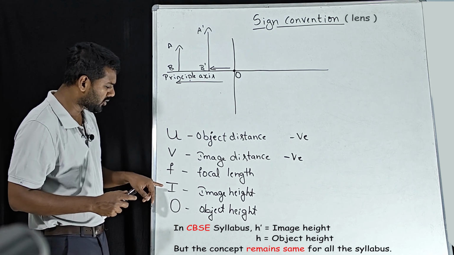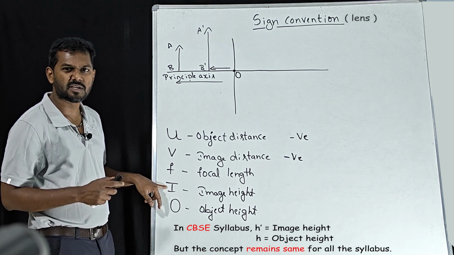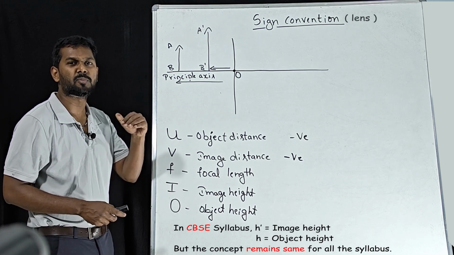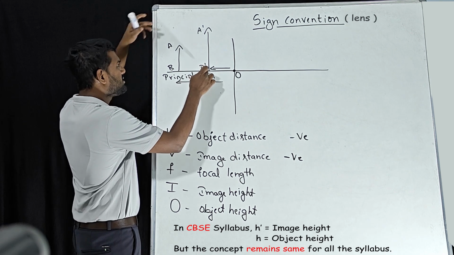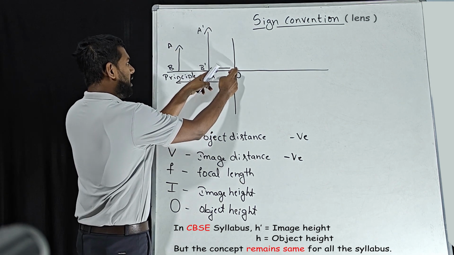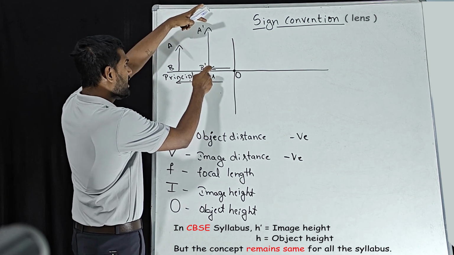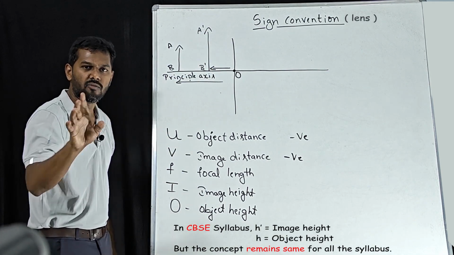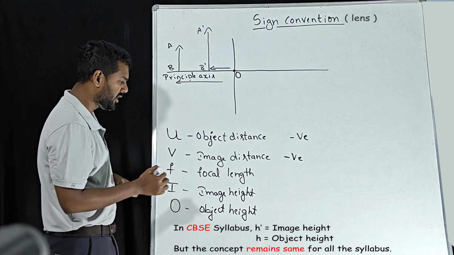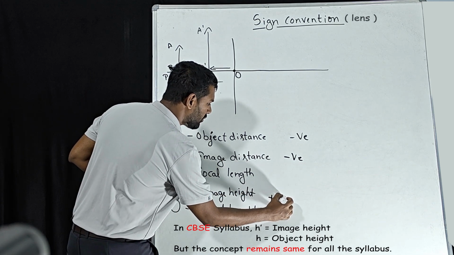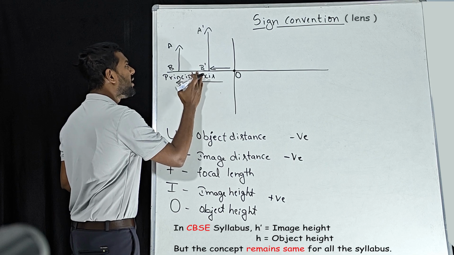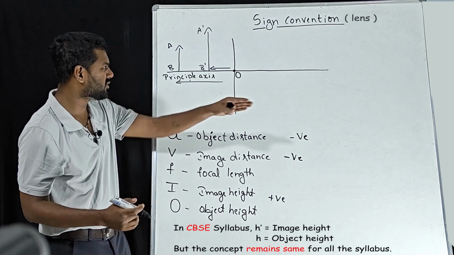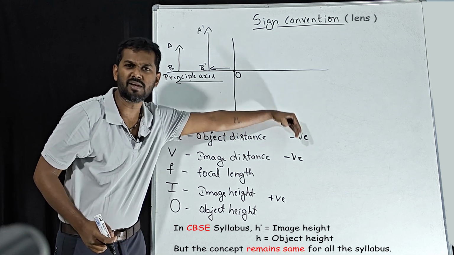Now listen. I told you height of the image. Height of the image, and also object height, will always be considered from the principal axis. If you see, this is the image distance, and this is the image height. If it is in upward direction, we learned it is positive. So here image height is positive, because the image is upright or erect, facing the upward direction. If the image was real and inverted, it would have been negative.